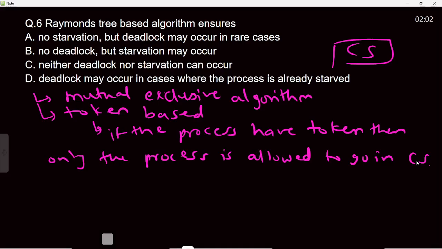Okay. Now, what is a critical section? A critical section is a part of a code where shared variables are present, on which the values of the output depend. Okay. Now, only one process is allowed in a critical section, that is mutual exclusion. What is this then? A token-based algorithm. That is, if the process has the token, then and only then is it allowed to go in a critical section.